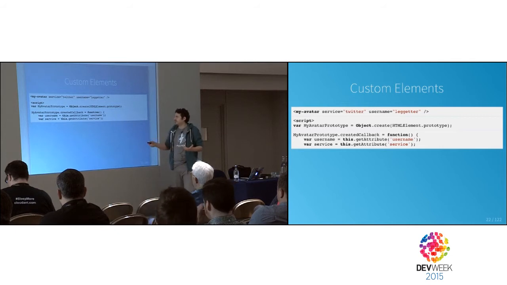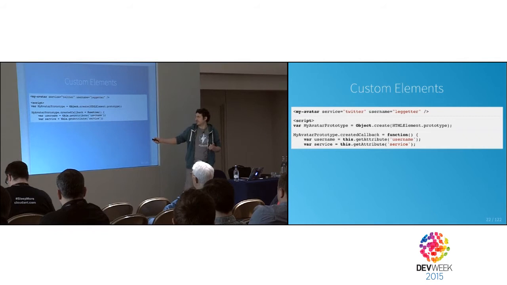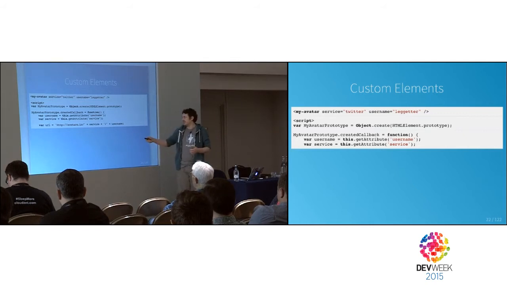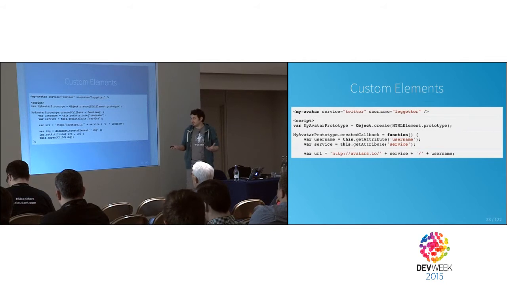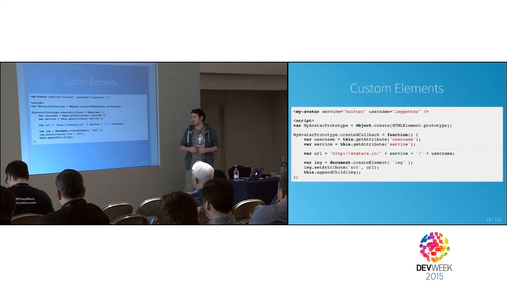Because it's an element, this refers to the actual element that you've created. You can do this.getAttribute, username, service. And then I'm building the URL just within that function: avatars.io, service, and username. I'm creating an image, setting the source attribute to the URL that I've built, and I'm doing this.append, so I'm appending it to the custom element that's created.